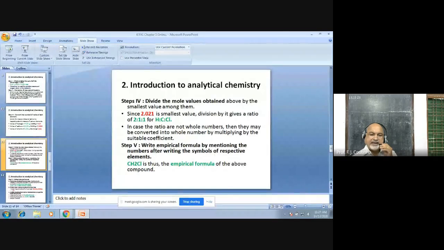Now here, write the empirical formula by writing the number after the symbols of the respective elements. That is C, carbon, 1 carbon is there. Hydrogen, there are 2, so CH2. And chlorine, there is 1, so CH2Cl. Thus, the empirical formula of the above compound is CH2Cl.